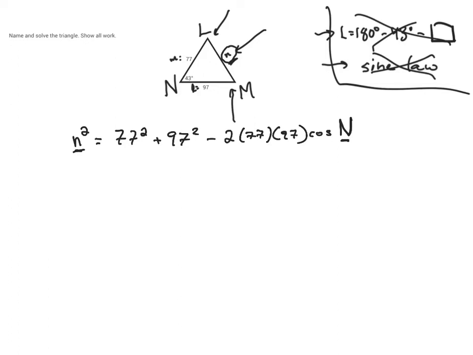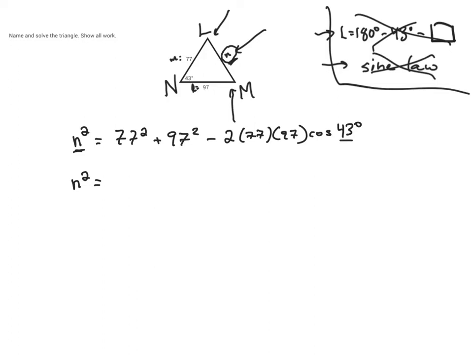Okay, notice that your n squared is here and your big N is opposite there. Oops, I probably shouldn't have written cos of n because I know what big N is. It is 43 degrees. Okay, so the side we're finding is opposite to the angle that's 43 degrees. All right, plug that all into my calculator to find n squared, and then I will just take the square root later to find n.